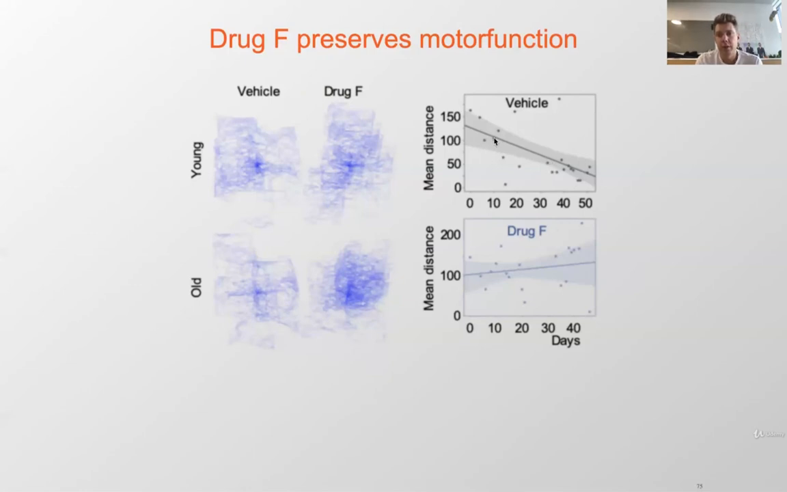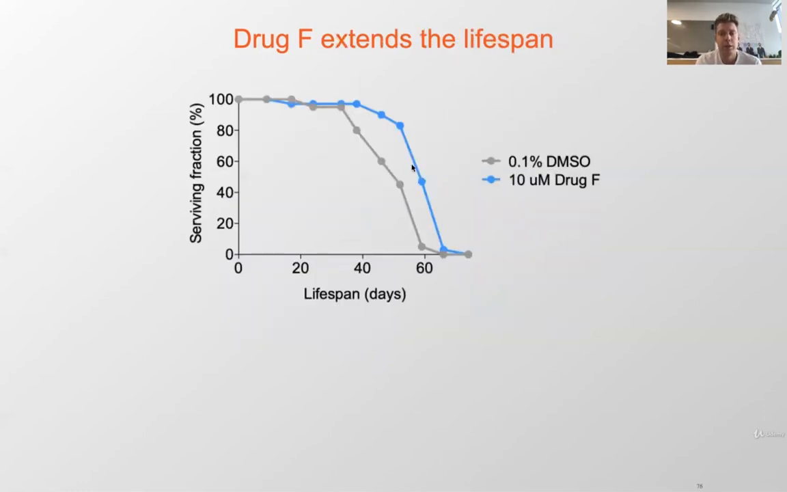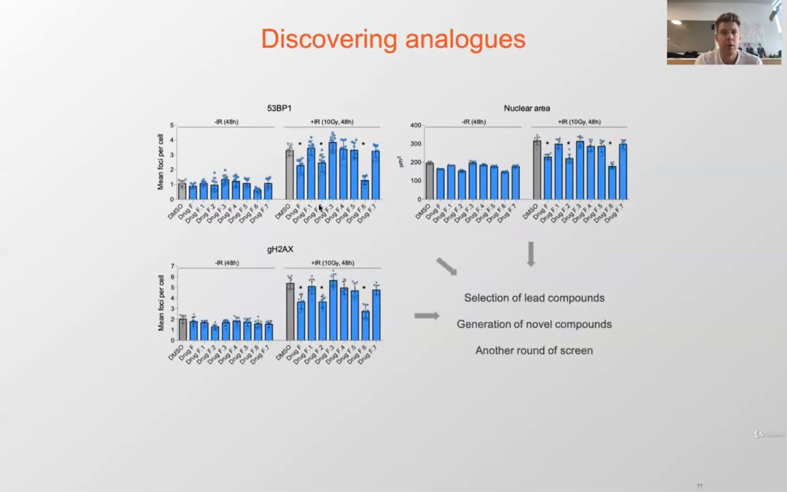And so this is also the case in fruit flies and Drosophila, but if you treat them with drug F, you preserve this. And you actually increase the lifespan of the flies on drug F. And so right now I just want to highlight that we are looking for analogs of drug F to find more potent compounds. And we have tested a number and found a few.